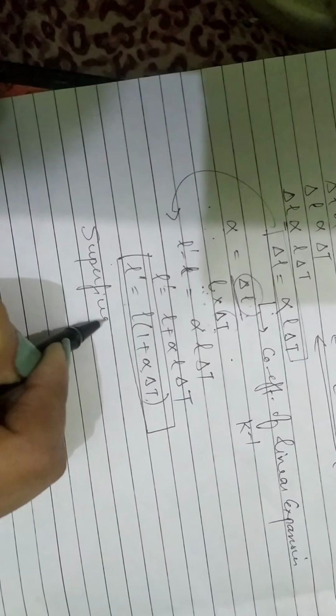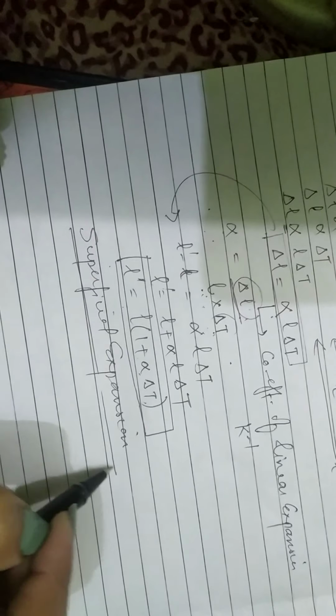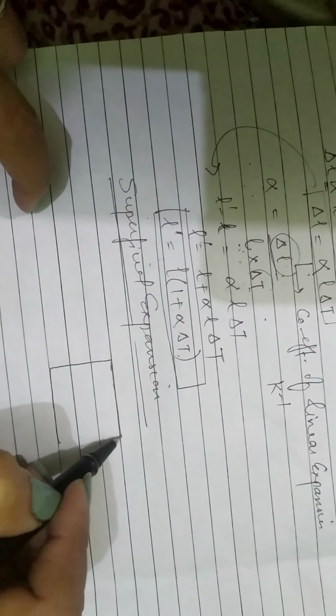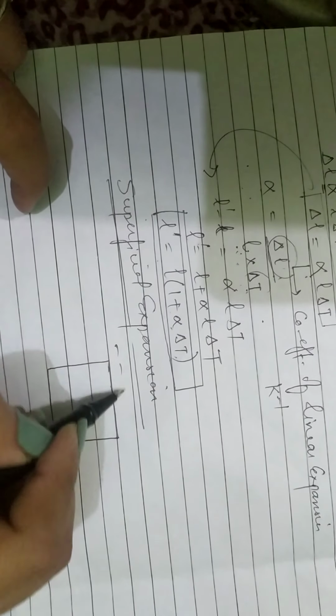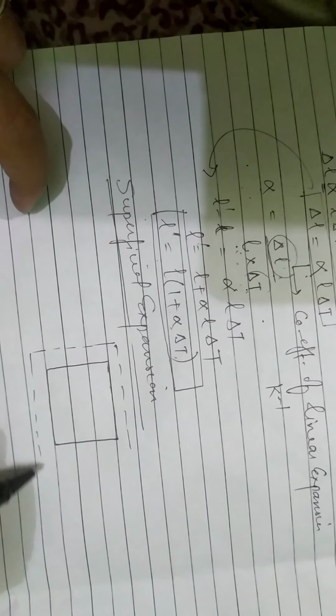Superficial expansion means the area of an object increases on heating. For example, consider a thin metal sheet. When you heat it up, its area increases. The initial area is, suppose, A, and the changed area, the bigger one, is say A dash. So what will be the increase in area? Delta A will be A dash minus A. This is the increase in area.